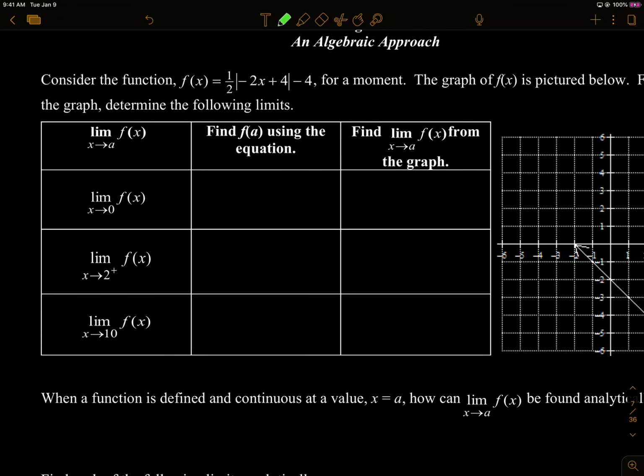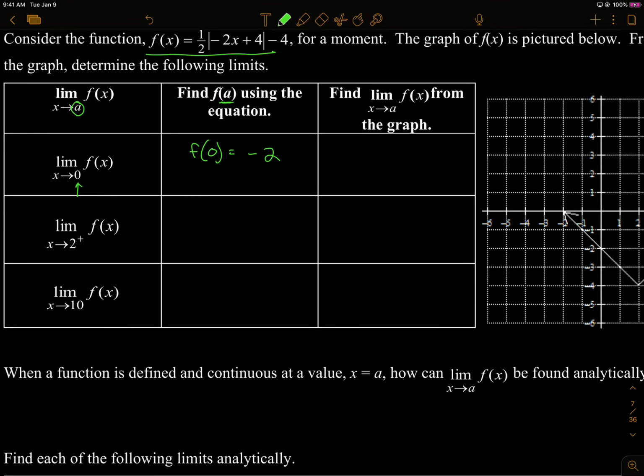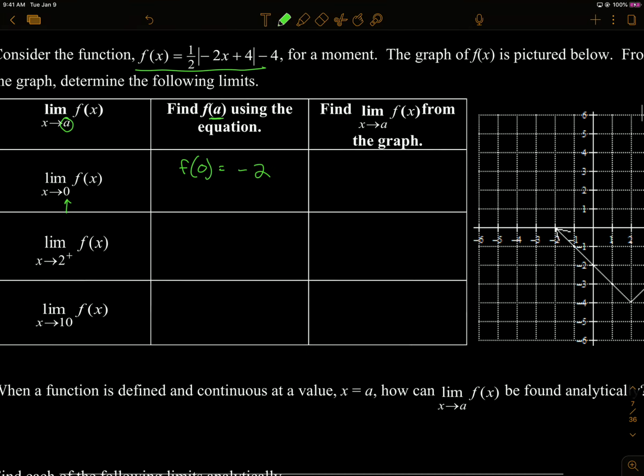There are two things we're going to do here in this table. The first thing is to find f of a using the equation. Now, a is like our target value, whatever the limit as x is approaching. So in this one, our target value is 0. Let's plug that x value 0 into the function up here and see what we get. Well, f of 0 comes out to be -2. We don't really know what that tells us about a limit. It's just plugging in the x value and seeing what we get.